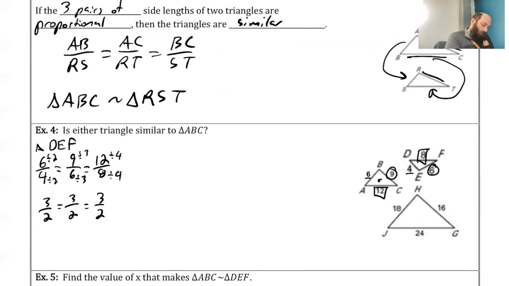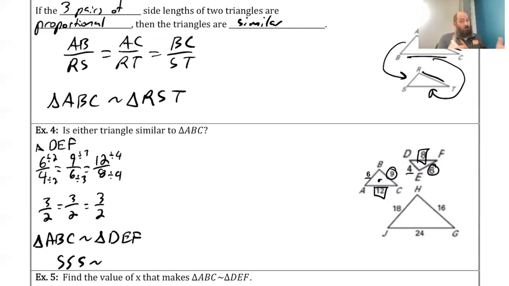So therefore, triangle ABC is similar to triangle, let me just make sure it's going in the same order, because ABC goes small, medium, large. So I want to go small, medium, large. That is DEF. And the reason is side-side-side similarity. Now remember, this is different from congruent. Congruent triangles have 3 pairs of congruent sides. Here, the 3 pairs of sides are proportional. Let's also check triangle, let's see here, small, medium, large, GHC or GHJ.